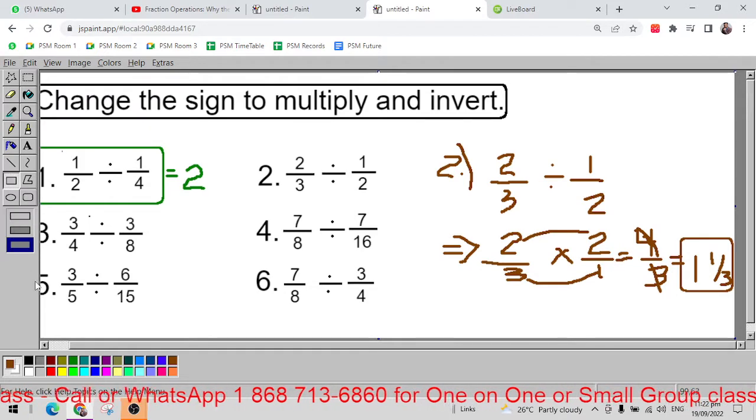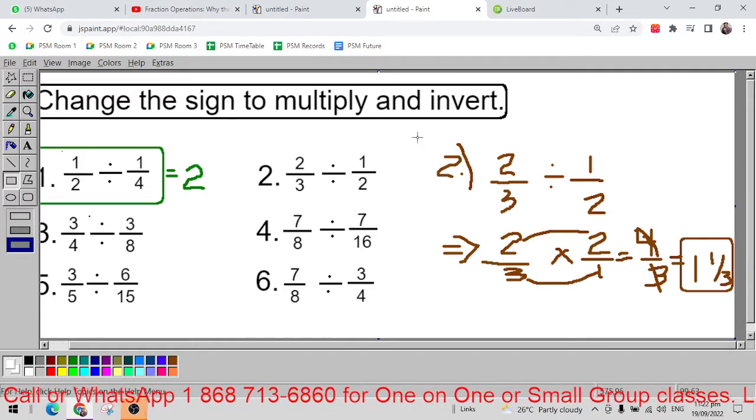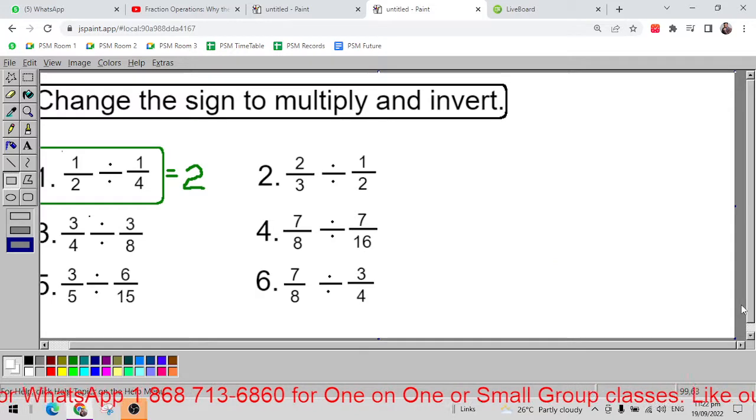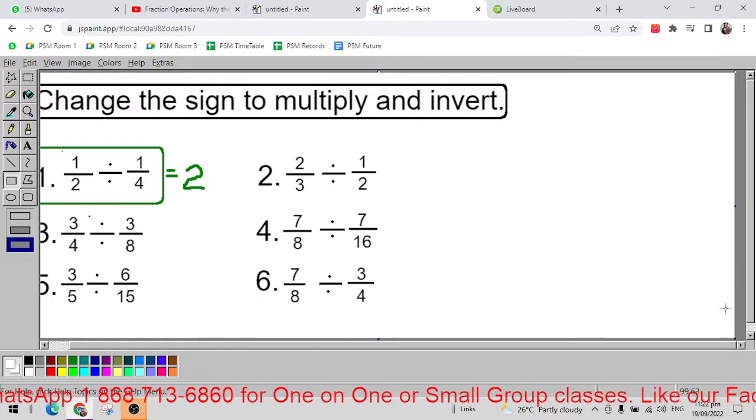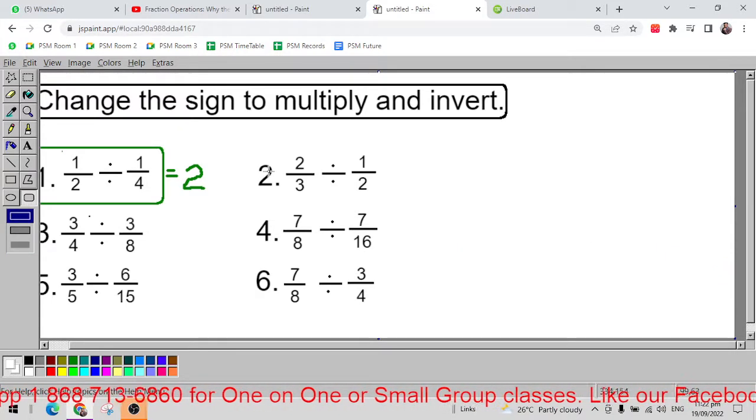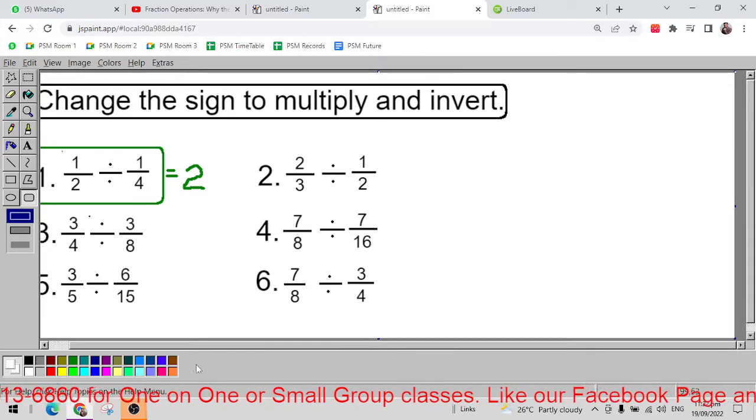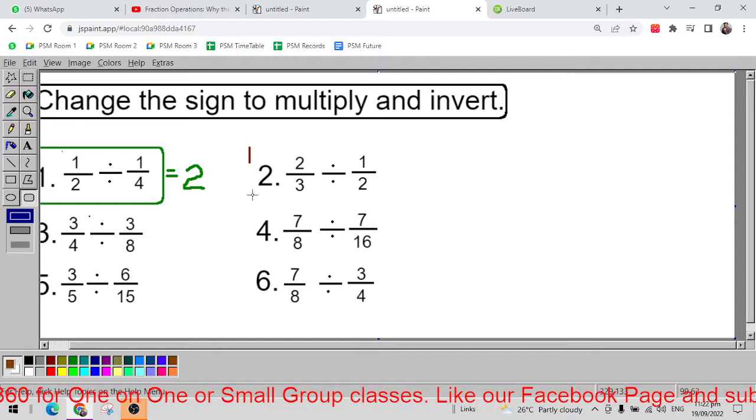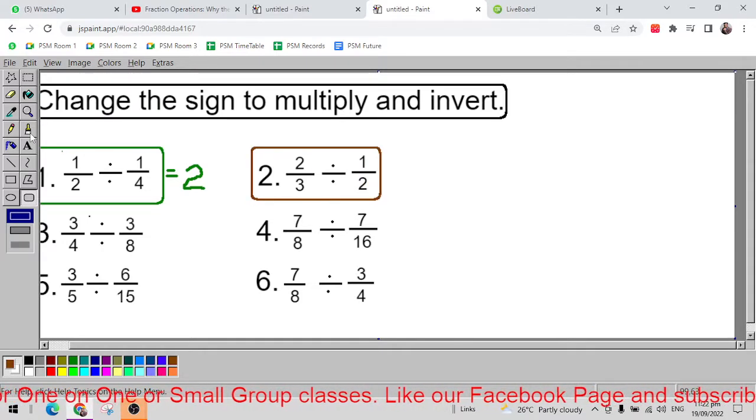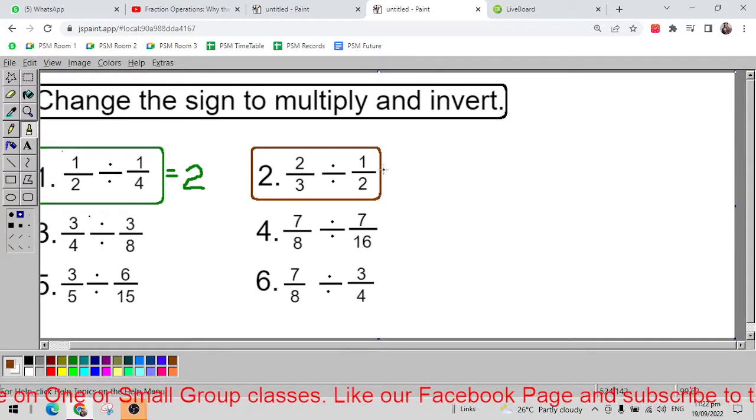So I'll just erase the work in here. If you need to get the working for number 2, just pause or rewind the video. So the answer was 1 1/3 for number 2.